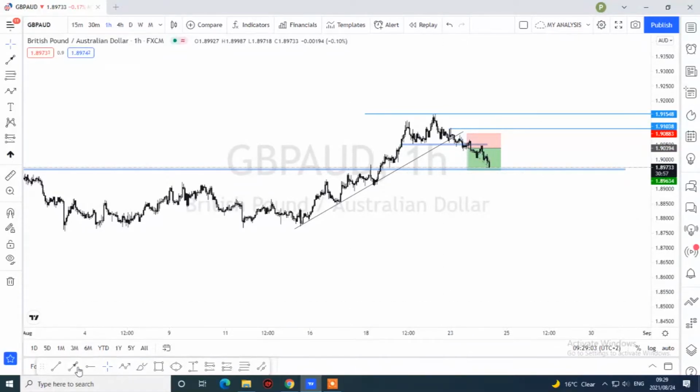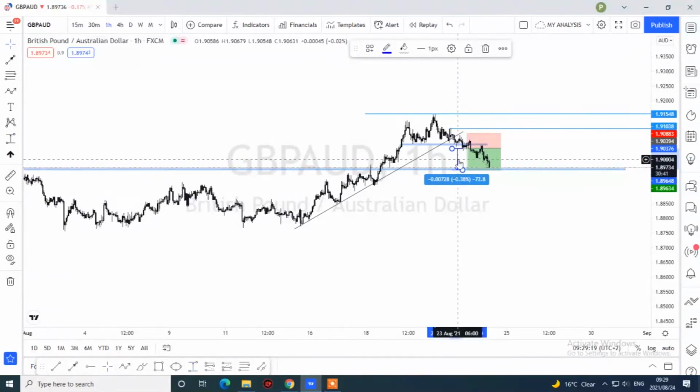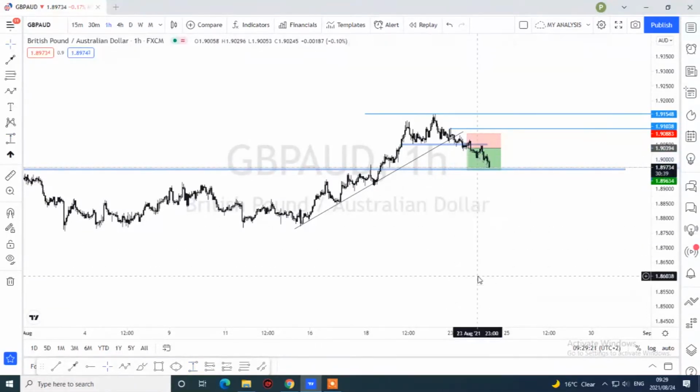Let me check our stop loss. Yeah, because we took our trade here yesterday. So our stop loss was 40 pips, for 74 pips. Actually, this trade is still running at the moment.